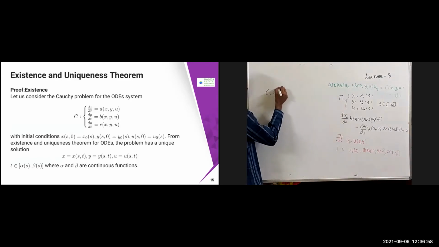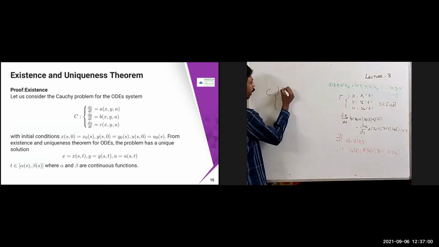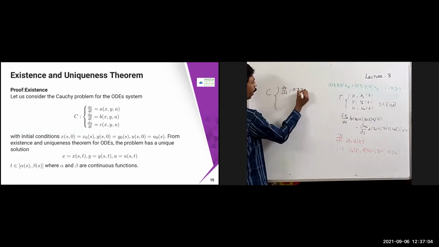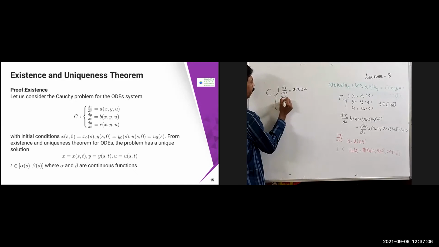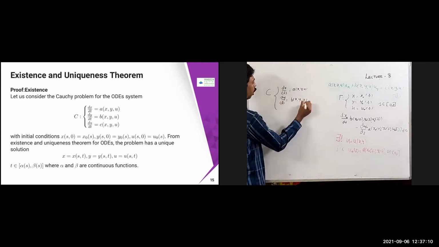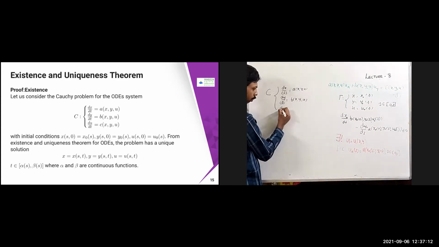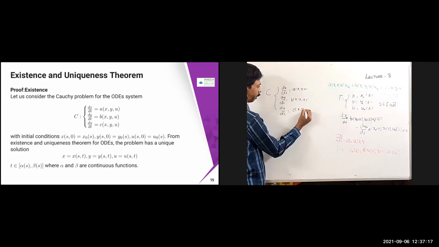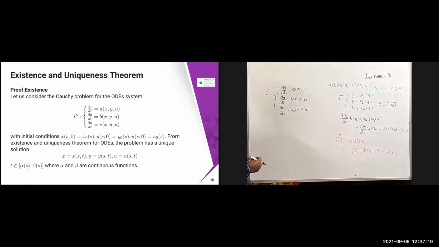I am just defining it. Okay, it is going to be dx by ds equal to a of x comma y comma u, dy by ds is going to be b of x comma y comma u, and du by ds equal to c of x comma y comma u. This is the characteristic system, or the Cauchy problem of the ODE system.